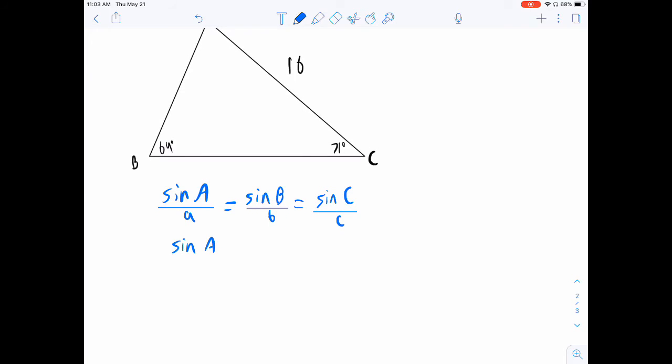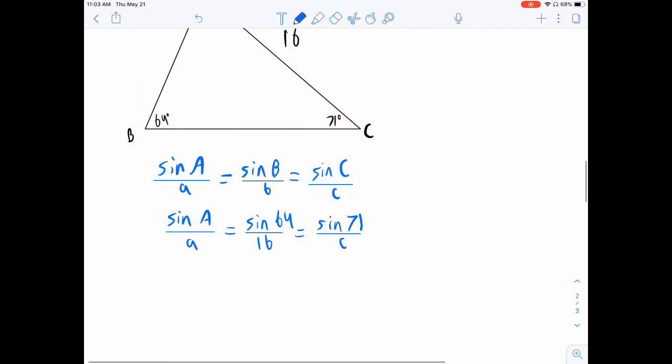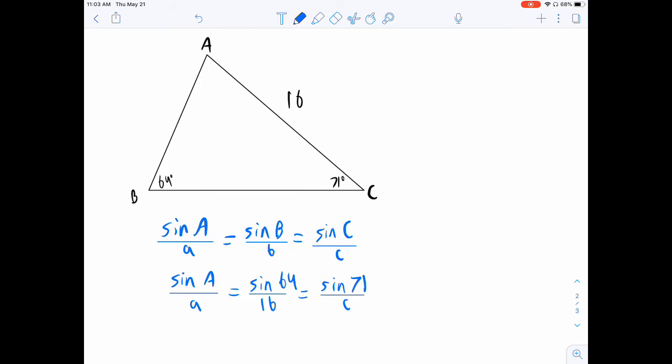This being sine A over side A equals sine 64 over 16, which will equal sine 71 over C. So we start this out by solving for the final angle of the triangle. Now keep in mind, there will be times when you will only have one angle.